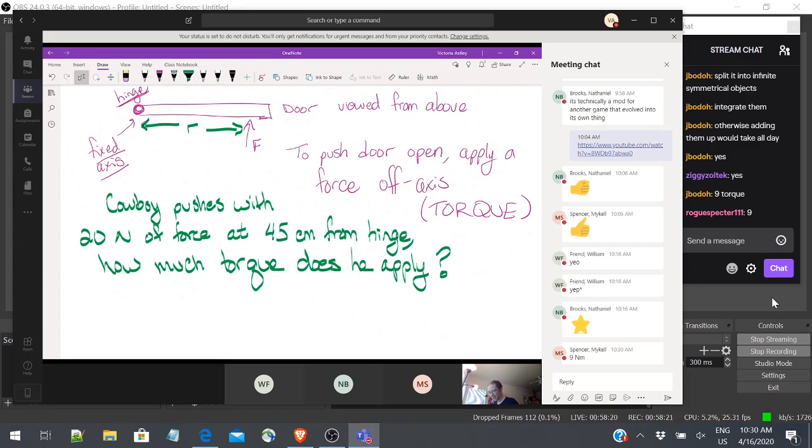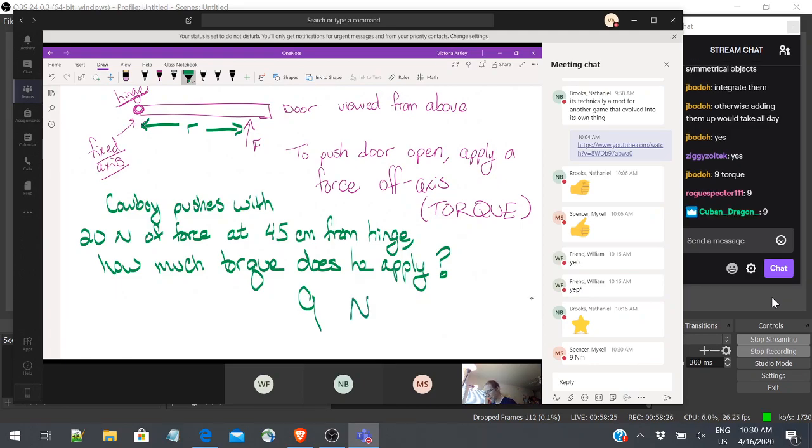Nine torque, yes. You are correct, 9. And the units, Michael is correct, is Newton meters. Note that a Newton meter is a joule, but this is not a joule. It's just a Newton meter. It just lives as Newton meters. Okay. Making sense? All good.